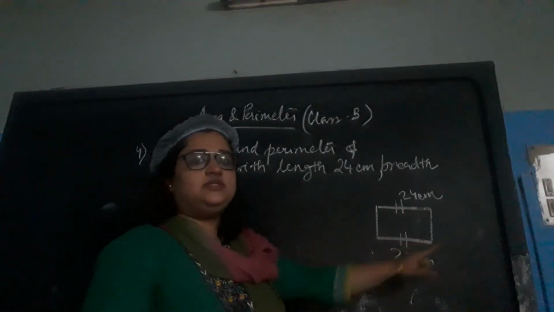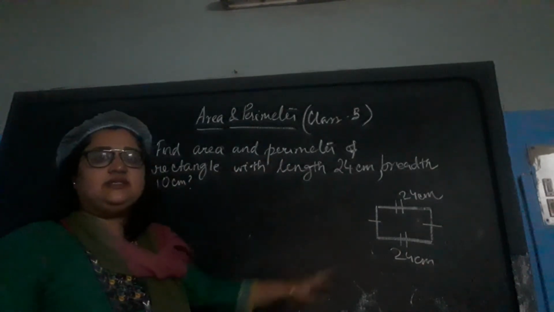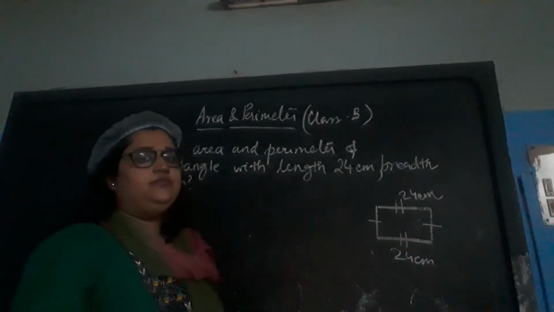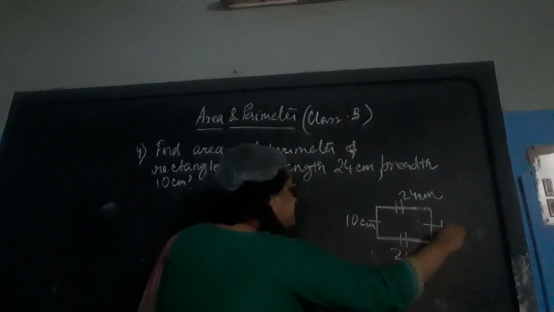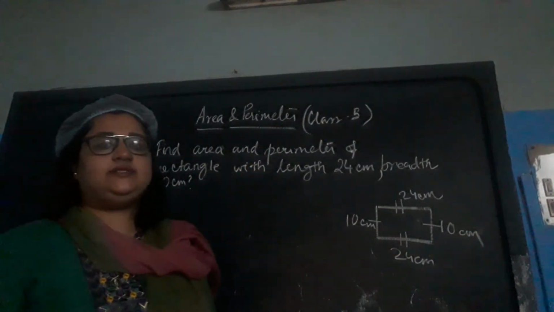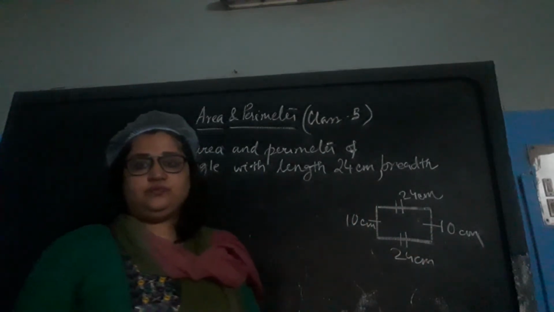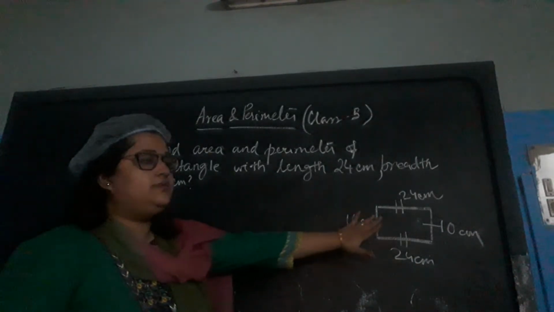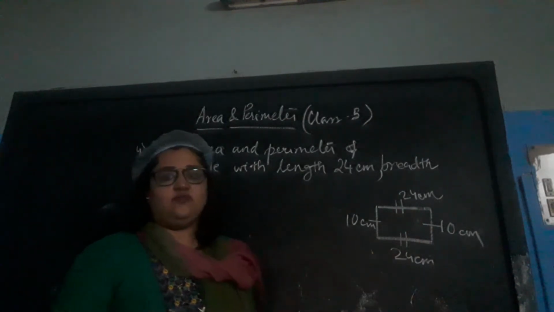Similarly, these two opposite sides also match with each other. These are the signs of equality. It shows that these two sides are equal. It is known as breadth and it is given to you as 10 centimeters. So in a square all the sides are the same, but in a rectangle the two opposite sides have the same value. Now we have to find the area. Area means how much space is inside this rectangle whose length and breadth is given.